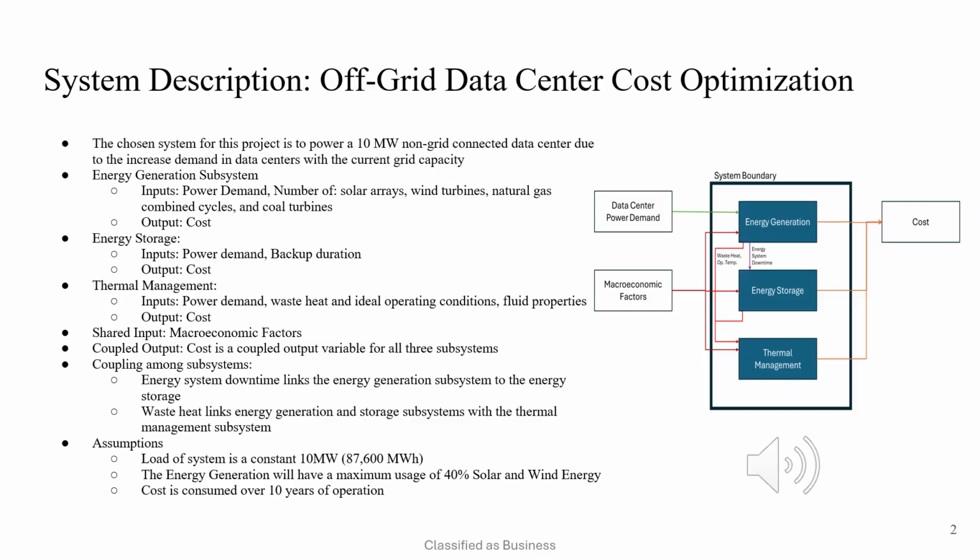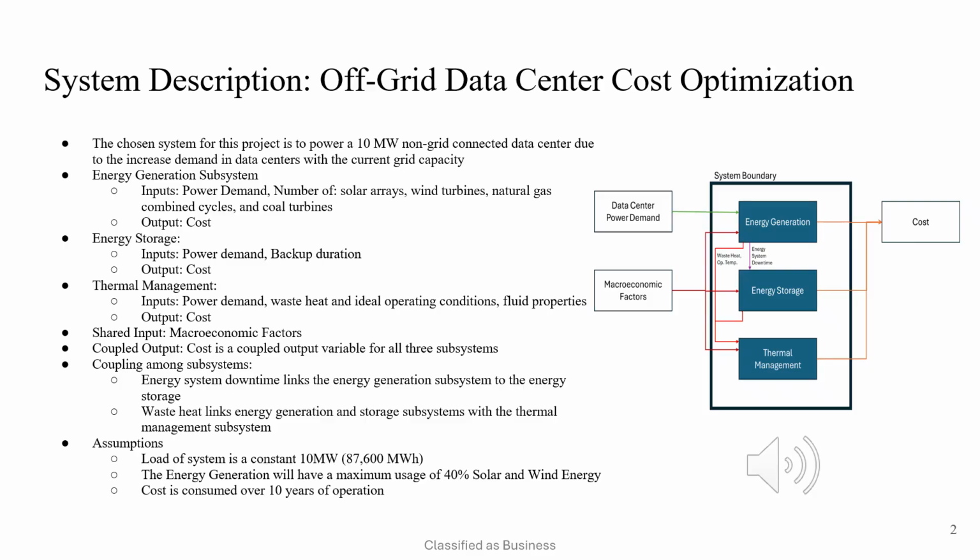There are 3 subsystems that will be analyzed in this system. The energy generation subsystem has an input of power demand and number of solar arrays and turbines from wind, natural gas, and coal. The energy storage subsystem will have an input of power demand and backup duration. The thermal management subsystem will have an input of power demand, waste heat, and ideal operating conditions and fluid properties. All 3 subsystems have a shared input of macroeconomic factors and a coupled output of cost.